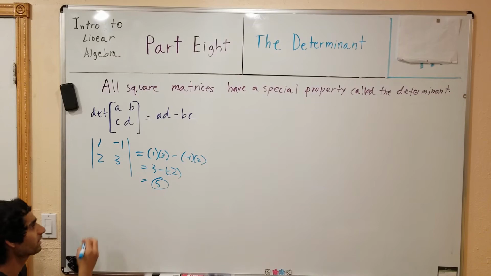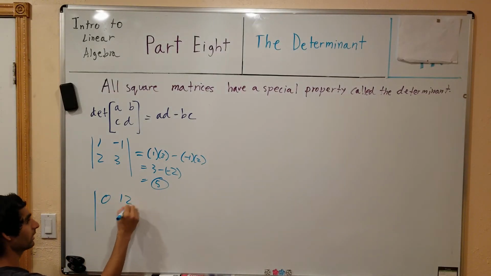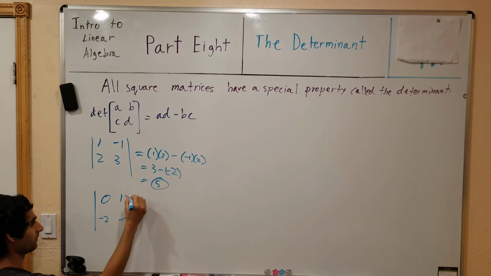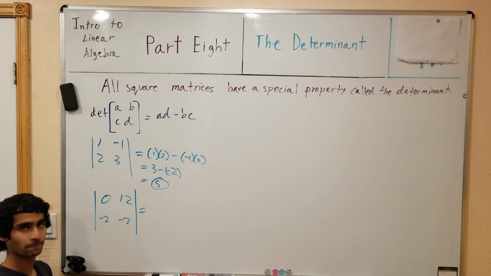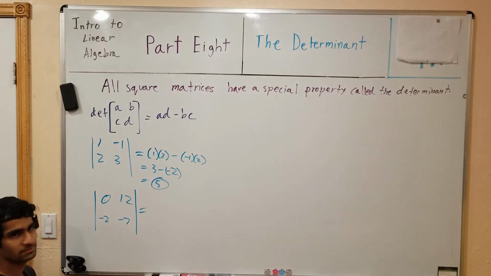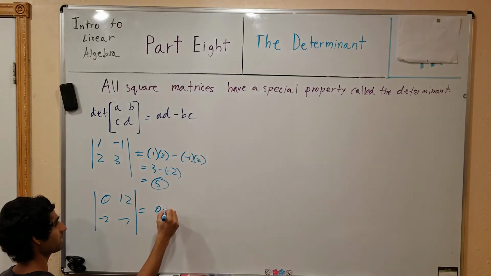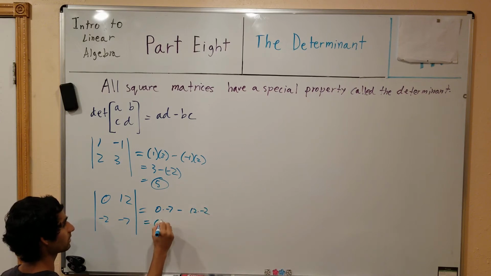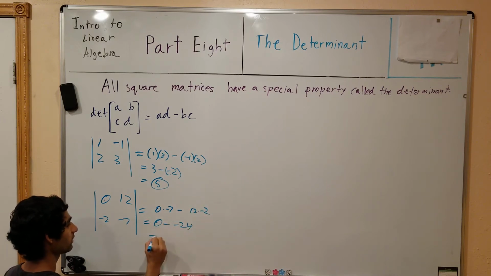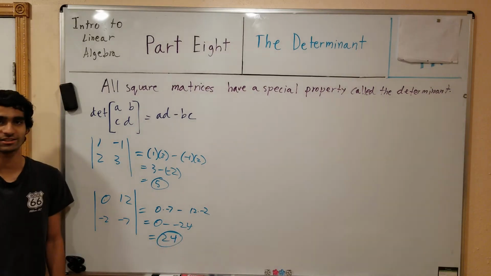Let's go through another example. What about this determinant? 0, 12, negative 2, negative 7. Pause the video and try to figure it out. Once again, AD minus BC, this element times this element minus this element times this element. So it's going to be 0 times negative 7 minus 12 times negative 2, which is equal to 0 minus negative 24, which is equal to positive 24. Voila, we got the determinant.